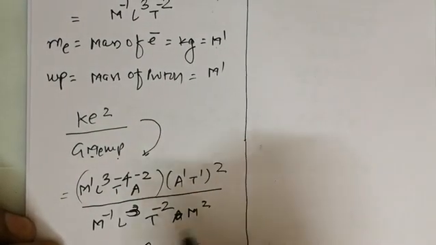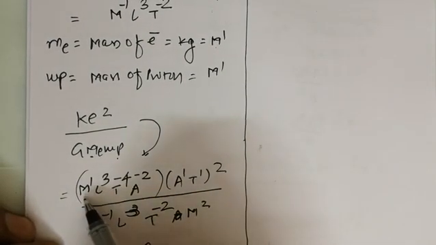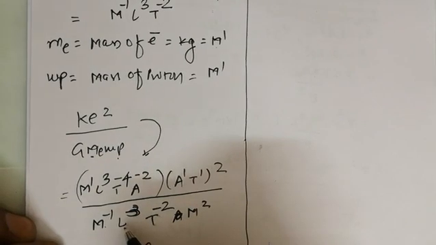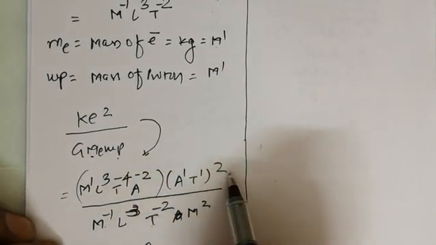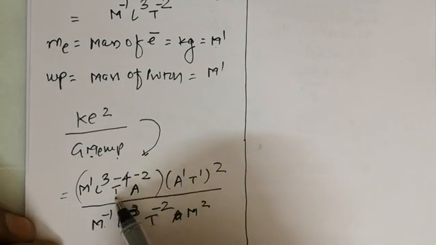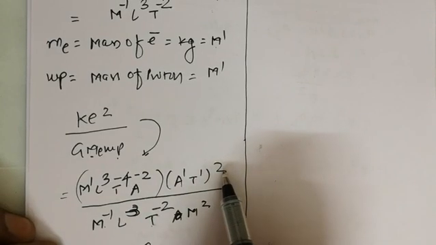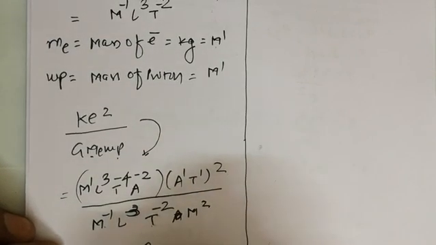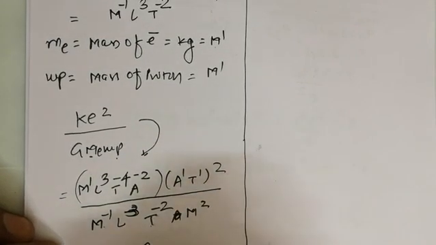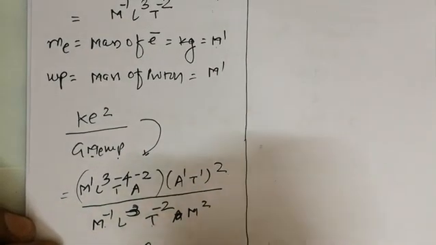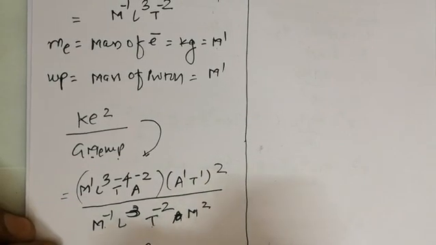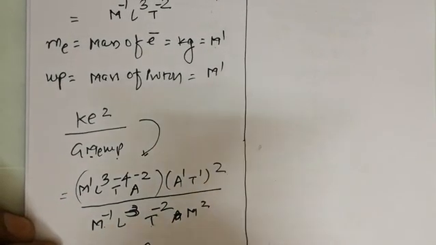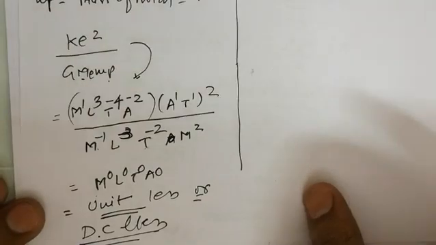You can see that M2 and M minus 1 and this M1 cancel out, L3 going in the numerator and L minus 3 gives 0, T minus 4 and T2 gives T minus 2 again cancelling out, and A minus 2 and here we have a plus 2. So we can have M0, L0, T0 and A0. So it is dimensional configuration less, or you can say DC less, or it does not contain any type of unit or dimensional configuration.